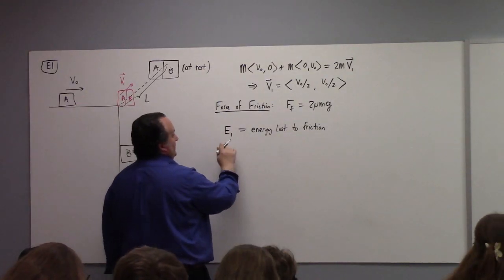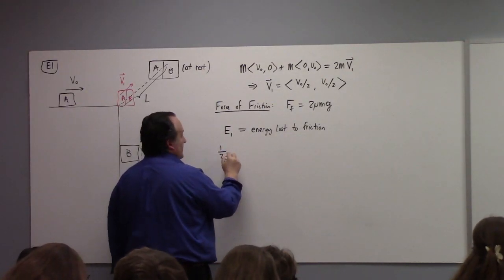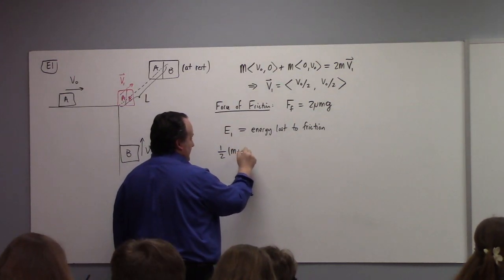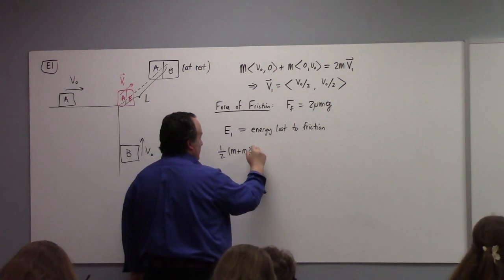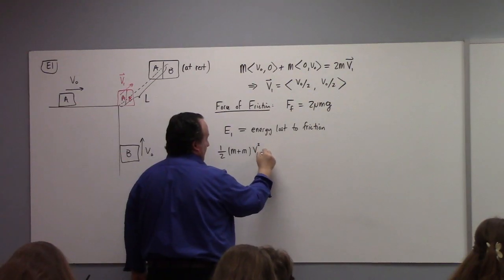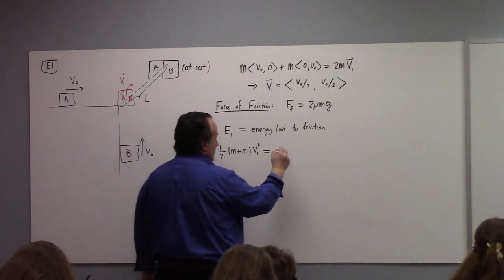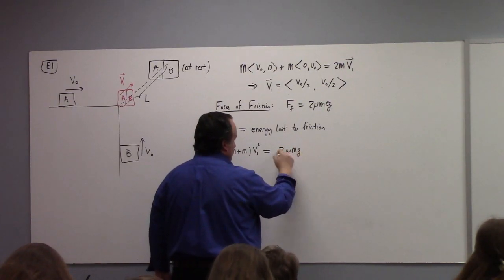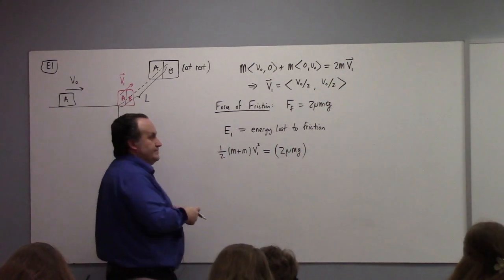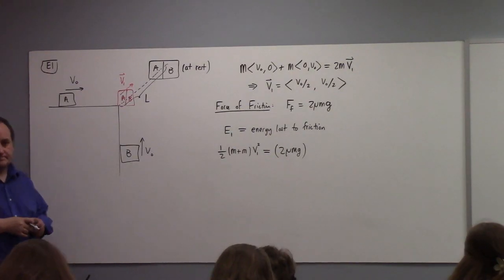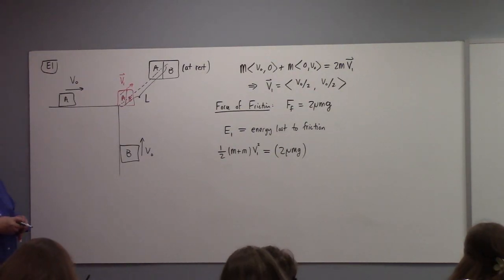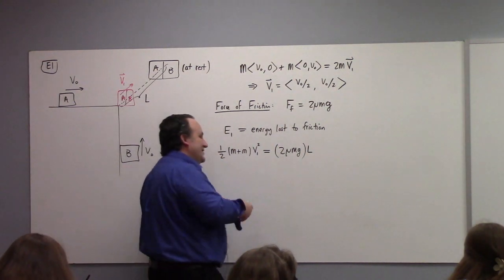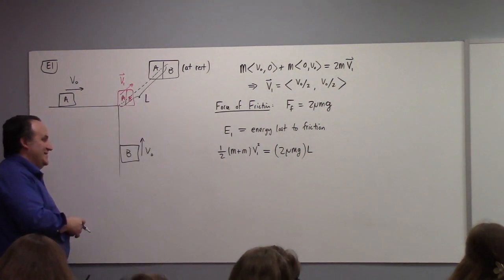So E1, of course, is 1/2 times m plus m, that's the total mass, times V1 squared. And that's going to be equal to the force of friction, which is 2 mu mg, times L. So all that integration that we were doing, you're finally back to just force times distance, yay.